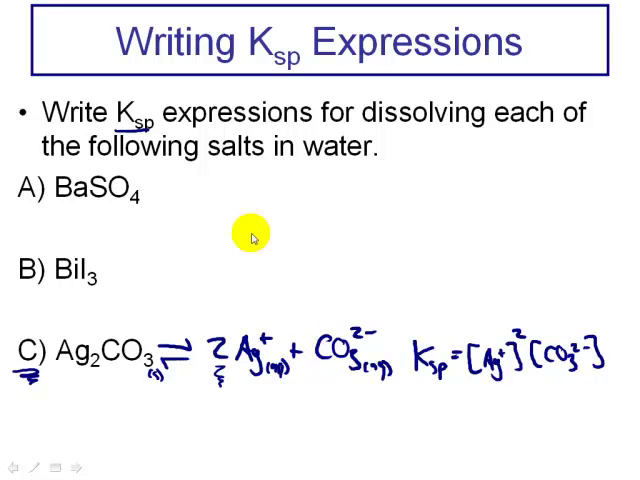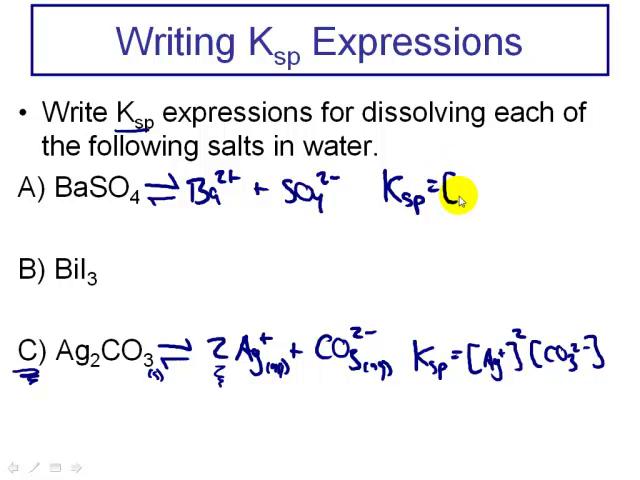Okay, and we're back. For barium sulfate, if you write the equation for the dissolution, this dissociates. You get barium ions, which are a 2 plus ion, and you get sulfate ions, which are 2 minus. And the KSP expression looks like this. KSP is going to be equal to the molarity of barium ions times the molarity of sulfate ions.